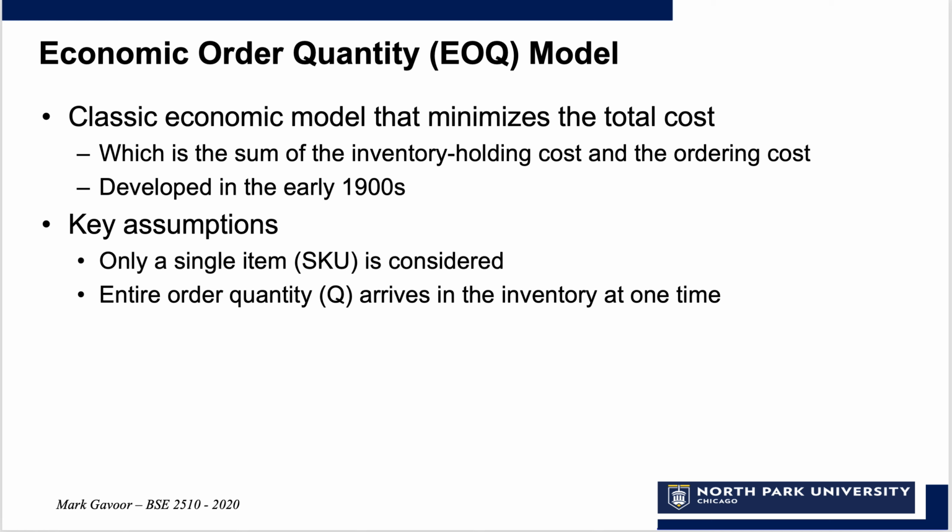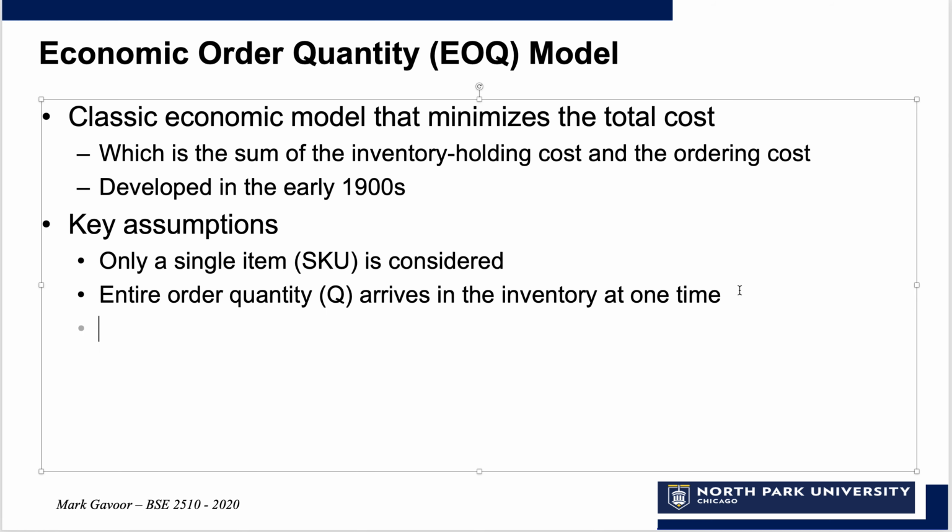So there's a cost of ordering. The more I order, that cost goes up. And there's a cost of, if I have too much inventory, I have to pay rent in the warehouse for that, which is the carrying cost. So those are the only costs involved here. Key assumptions: only one SKU is considered, and the entire order quantity arrives in the inventory at one time. And replenishment is instantaneous, so you don't have to worry about lead time. That's another key assumption. Probably should put that in there. Lead time is 0. There is no lead time.